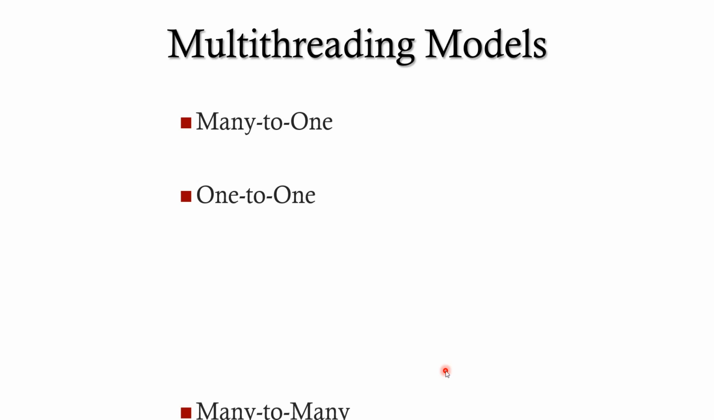Now let us look at multi-threading models. There are three multi-threading models: many to one, one to one and many to many. Let us look at the first model, many to one. In the many to one multi-threading model, many user level threads are mapped to a single kernel thread.